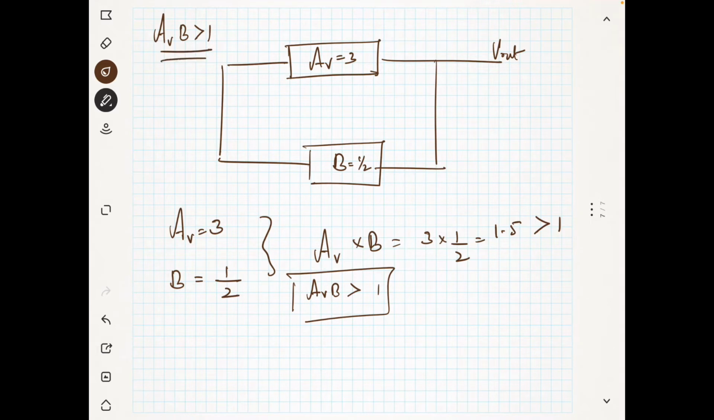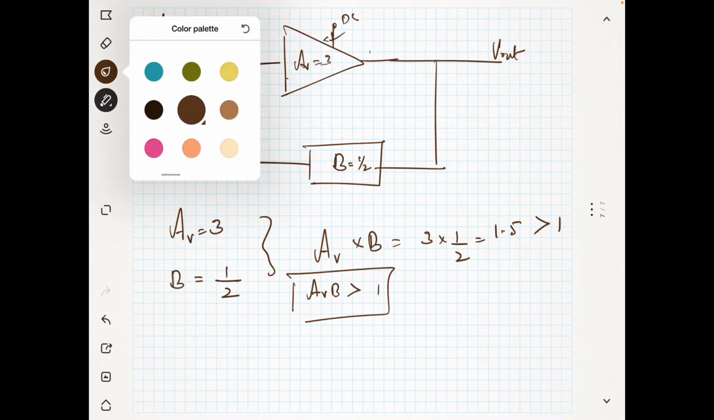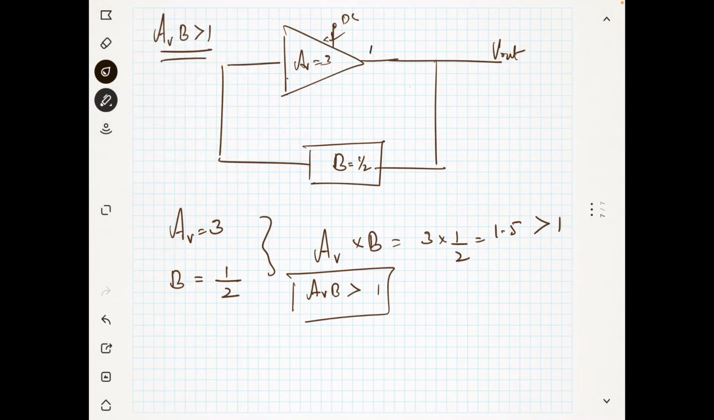Now what will happen in this case? This is your amplifier. AV is equal to 3 and you have a DC power source. When you turn on the switch of the DC power source, some noise will come into picture and because of that noise you will have some output like this. This is a noise output and this output will reach here and also it will be reaching here.